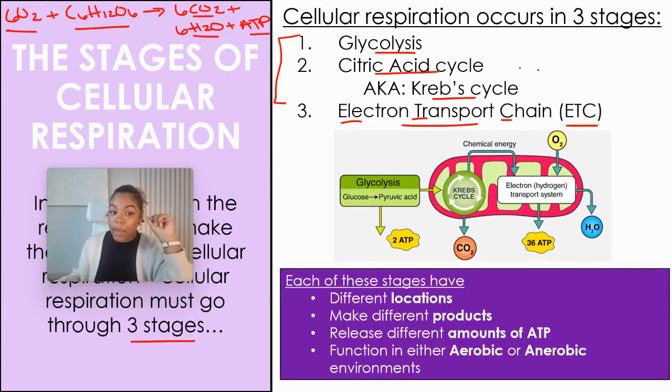What we're going to be talking about in this generic overview is the different locations these stages happen, the products that are made in these, the reactants that are also taken in, and then the different amounts of ATP that are made, and then whether the stages are aerobic or anaerobic, which is really, really important in understanding how our cell functions when we have oxygen available and when we don't.